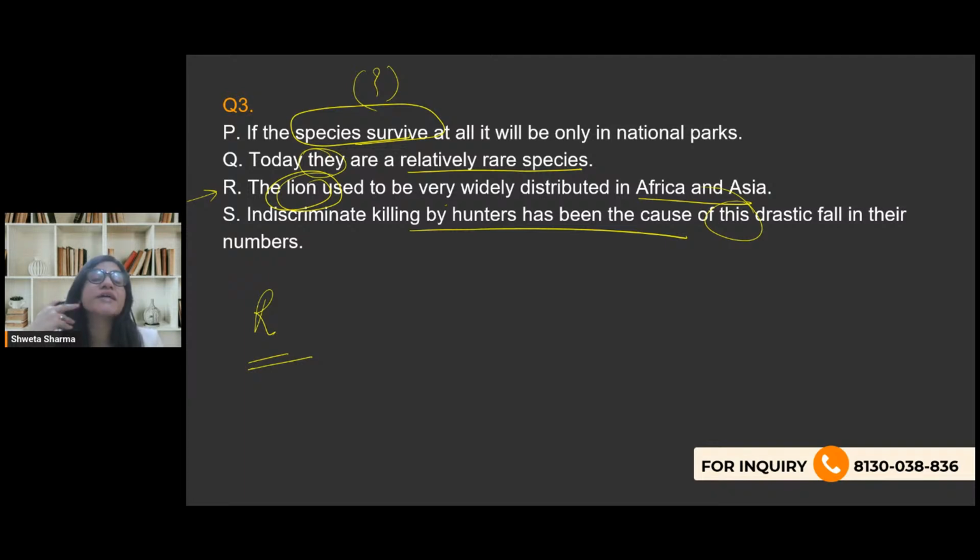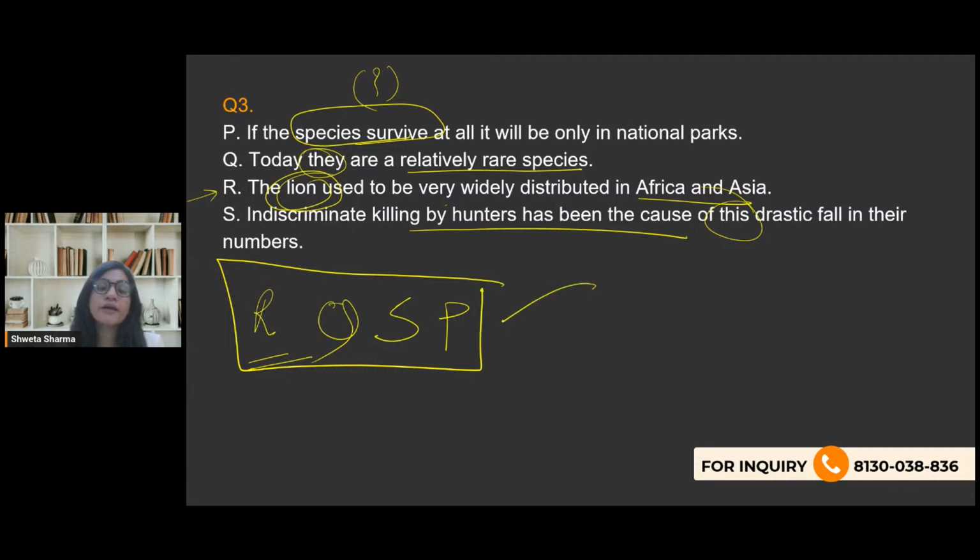So we have our lions used to be very widely distributed in Africa and Asia. Today, they're relatively rare species. So the moment I say used to be very widely distributed in Africa and Asia, now I say today they're relatively rare species. If they're rare species, why? Indiscriminate killing by hunters has been the reason. Okay? And then you have, if the species survive at all, it will be only in the national park. So RQSP is the final sequence we get. How do we get it? Only when we skim through the sentences, we get to know that, okay, this is the sentence where the main character is being introduced. Lion used to be very widely distributed.